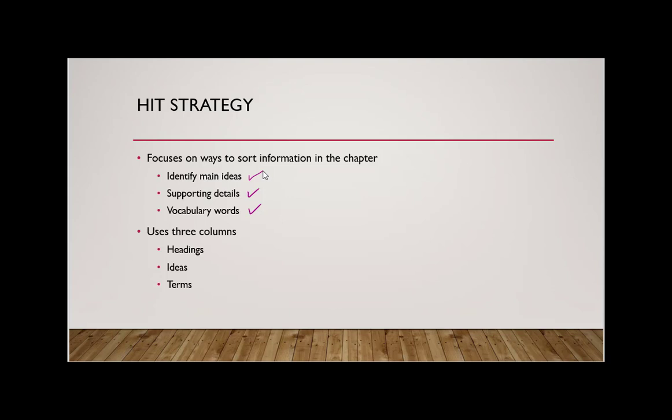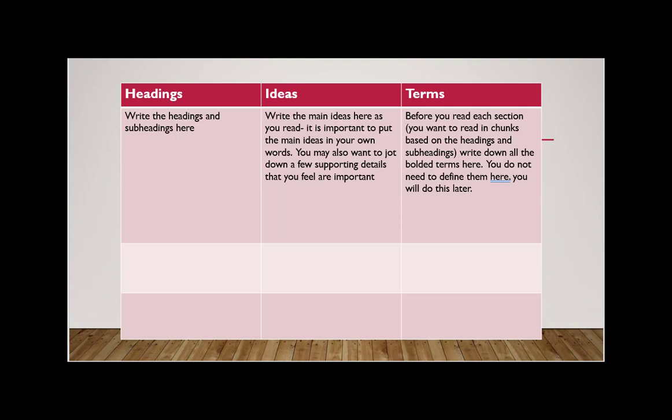So the HIT strategy uses 3 columns. And so on your paper, basically what you can do is divide your paper into 3 different parts. And on one part, you're going to write headings. Okay, so these are the headings and the subheadings that you'll find throughout the chapter. In the second column, you're going to write the main ideas. So these are the main points. And when we write those main ideas, it's really important that we put them in our own words, because again, that's going to help us remember things better. And then in the third column, we're going to write our important vocabulary words, section by section, so that we're able to go back and define them later.